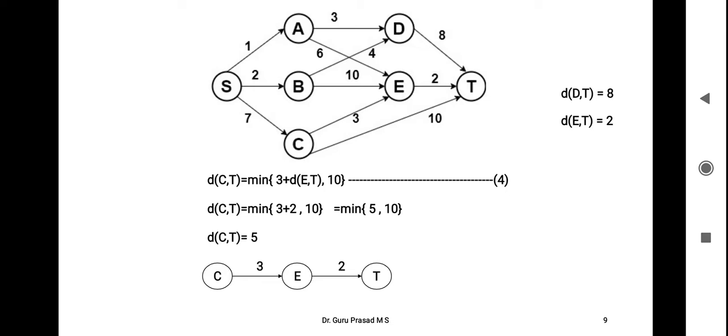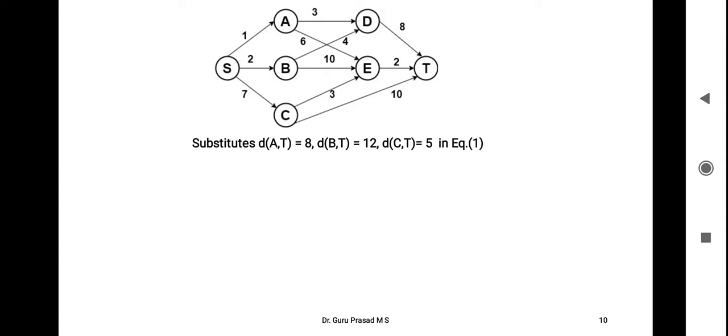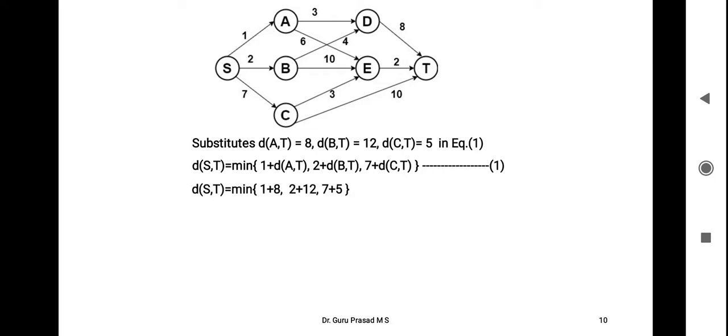3 plus 2, 5. Now you got the value of d of A comma T equal to 8, d of B comma T equal to 12 and d of C comma T equal to 5. Substitute these values in equation 1. Equation 1 is d of S comma T equals minimum of 1 plus d of A comma T, 2 plus d of B comma T, 7 plus d of C comma T. We got d of S comma T equals minimum of 1 plus 8, 2 plus 12, 7 plus 5. That is equal to minimum of 9, 14, 12.